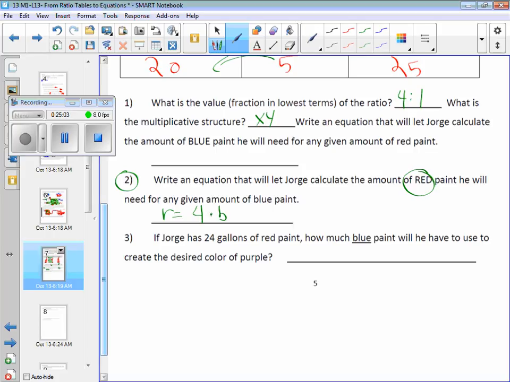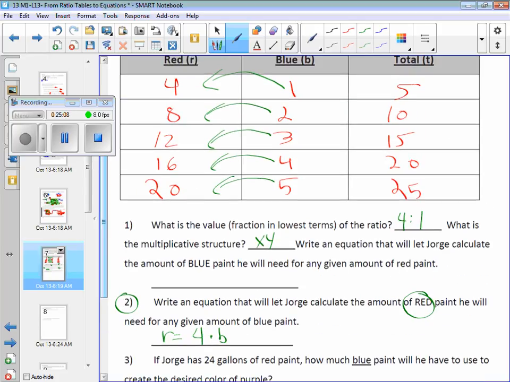Let's see if it works. Let's do a mental check. We won't actually substitute written, but let's just see if it works. Okay, ready? Give me a value, Sebastian, for R that you see in the table. 12. Okay, I'm going to put 12 here. Is that equal to 4 times B in this case, which is 3? Is 4 times 3 12? Equation works. And it will work for any set of values that you pick.